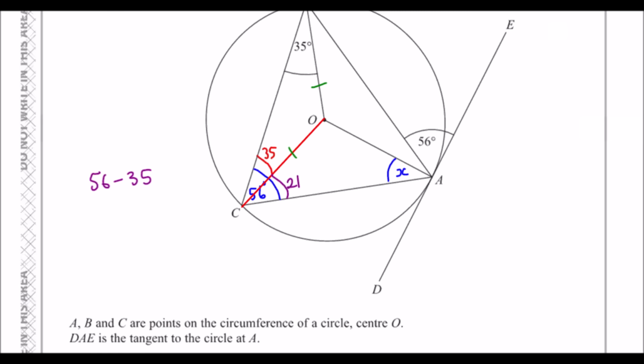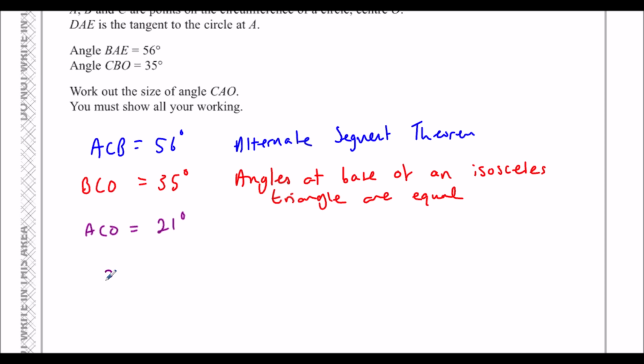And we've got another isosceles triangle. Again, two radiuses means we've got an isosceles triangle. Two lengths the same. The two angles at the base are the same. So x equals 21. And again, because the angles at the base of an isosceles triangle are equal.